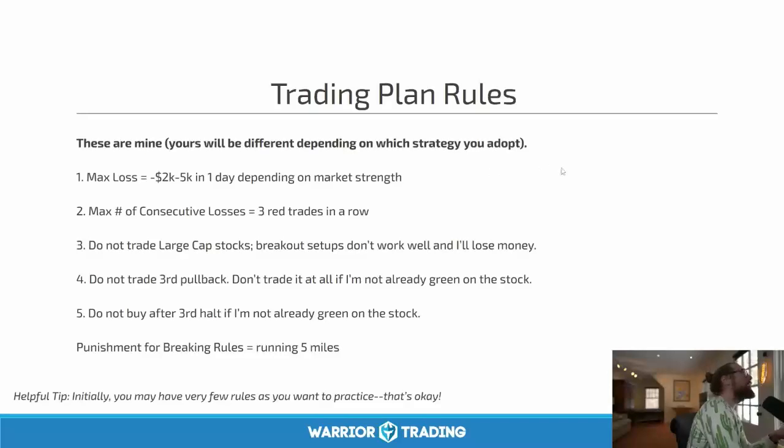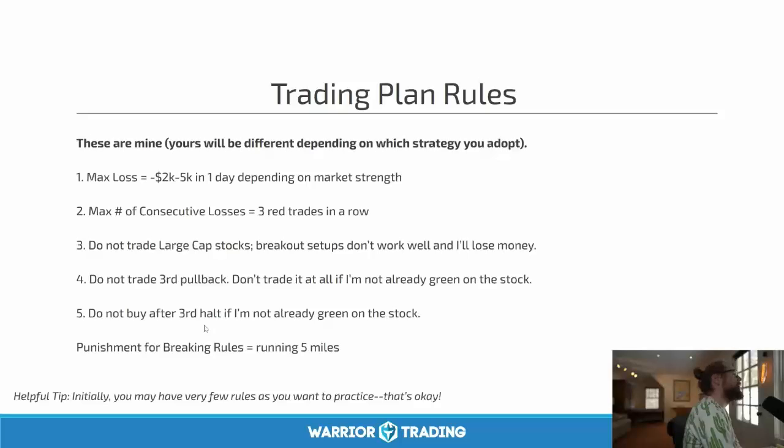So when it comes to your trading rules, these were mine, and they vary, and your rules may vary based on different market conditions and things like that. But setting a max loss per day is important. I usually would say you don't want to lose more in one day than you can make in one good day. Max number of consecutive losses. So if you have 3 losers in a row, it's like, all right, man, it's time to call it a day. Do not trade large cap stocks. Avoid breakout setups because those breakout setups don't usually work well, and I'll lose money on them. I avoid the third pullback. If I'm not already green on the trade, I won't trade it at all.